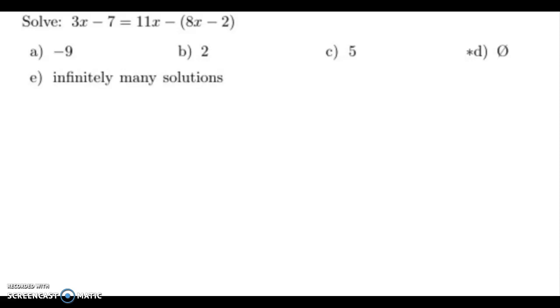Everybody, this is CR number 15, helper video number 3. It says solve 3x minus 7 equals 11x minus (8x minus 2).